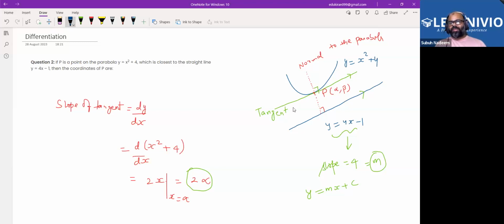Now the slope of the tangent to this curve is dy by dx. So we differentiate x square plus 4 with respect to x, we get 2x. We put alpha there in place of x and we get the slope. Another way of getting the slope is the slope of this line, which is m, which is 4. So both of these are the slope: 2 alpha is also slope, m is also slope. So write till here.